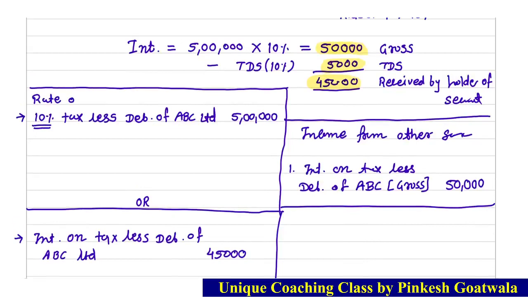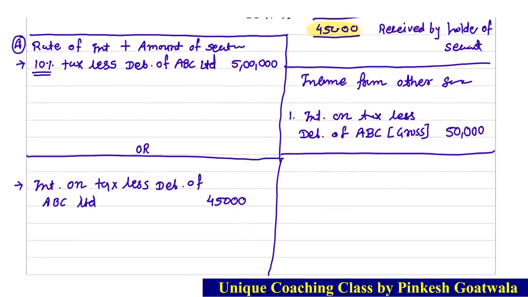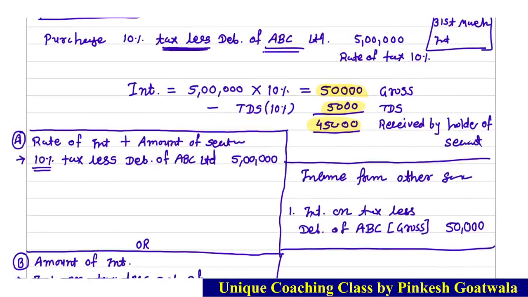Okay, rate of interest is given plus amount of debenture, amount of security is given. So in the first situation, what is given? The rate of interest and the amount of security, both totally, are given. In a second situation they give only the amount of interest. So in a question you will get these two types of information regarding this transaction.